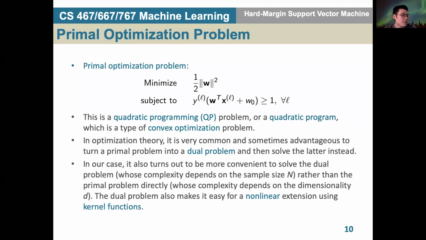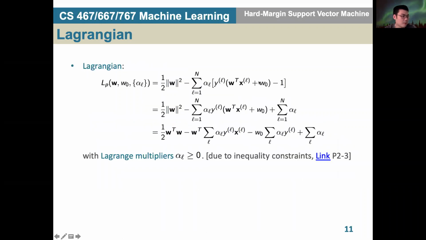So when you have inequalities, okay, then the Lagrangian multiplier cannot be any value, okay? There's a sign requirement on it. Let's take a look at this requirement, okay? I think we can look at this link.